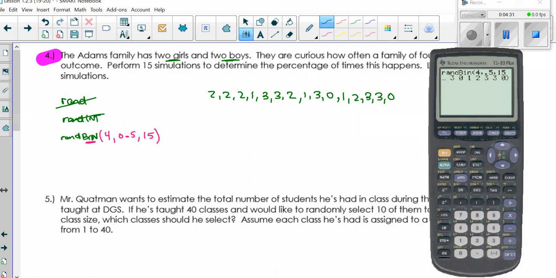In this case, it doesn't really matter because 2 boys and 2 girls means that I would be saying here's 2 girls, which means 2 boys. So I'm looking for all of the 2's.